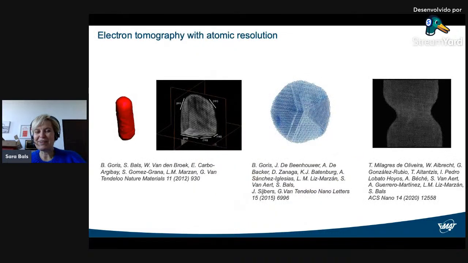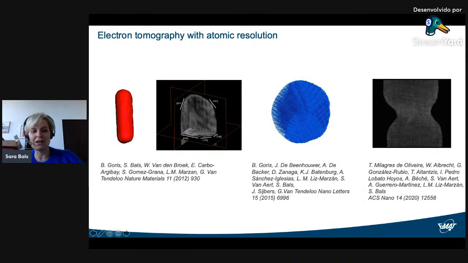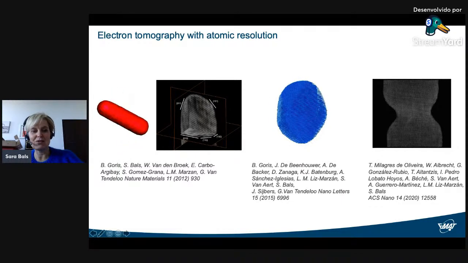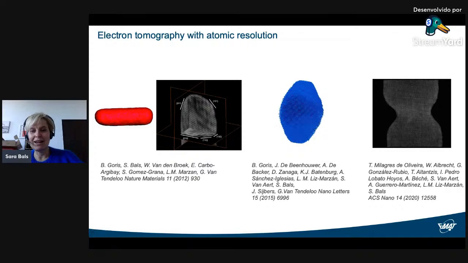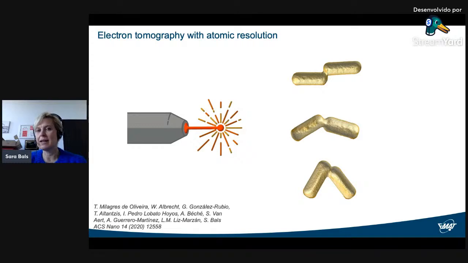Okay, so an even more recent example of high resolution electron tomography is illustrated here on the right. And this is in fact work done by my previous PhD student, Thais Milagres de Oliveira, who obtained her bachelor and master degree at the University of Minas Gerais, if I pronounce that correctly, where she has worked under the supervision of Carla Bazuwait, who has been the president of the Brazilian Microscopy Society. So what Thais and colleagues have investigated is the welding of gold nanorods upon femtosecond laser irradiation.